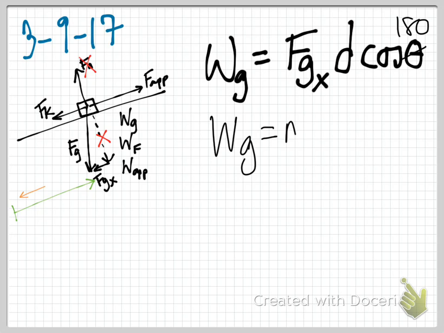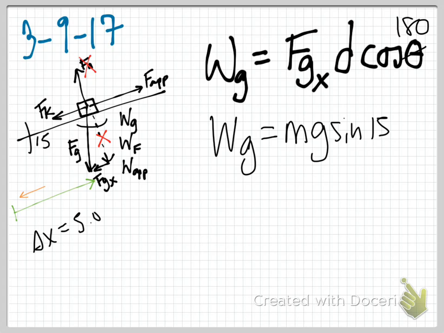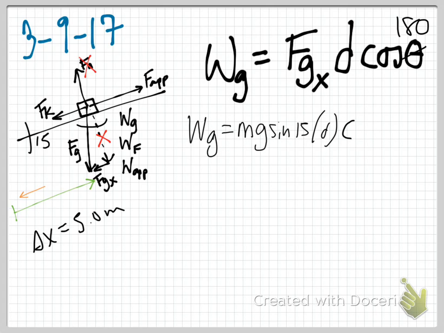So, force of gravity on the x is mass times gravity, and let's say this is 15 degrees, then that's going to be sine of 15. If this thing has moved, let's say our delta x is 5.0 meters. I'm making up numbers. This is not quite number 5. Then that would be times d, and that's times cosine of 180, which is just going to be a negative 1. We're just saying that the work being done is negative to the motion.